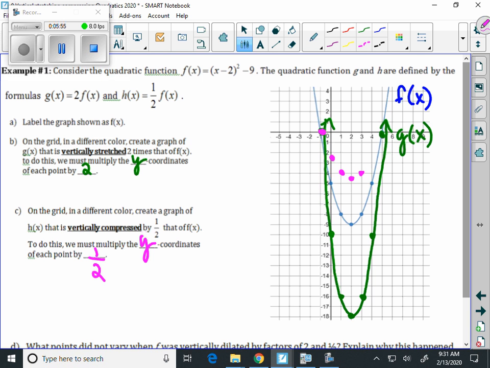Next point is (4, -5). Again, looking at the y value to compress this graph, half of -5 is -2.5. And finally, our last point that we have been specifically given on this graph is (5, 0), and 0 times 1/2 is 0. And there is our picture, and I'm going to call this pinkish purple graph h of x.